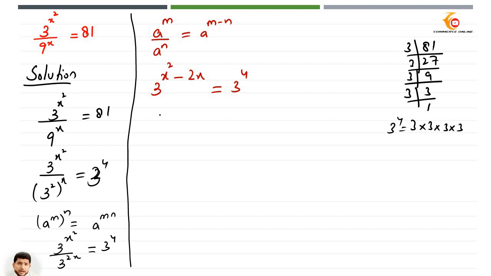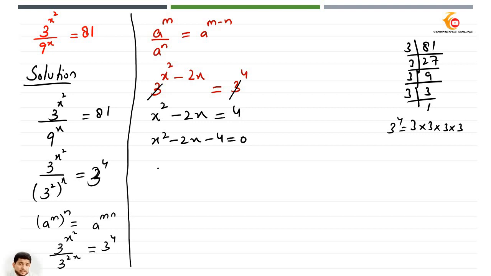And now the pretty much common thing is that 3 is common here and here, so I will cancel. So that would be x square minus 2x equals 4. And now x square minus 2x minus 4 equals 0.